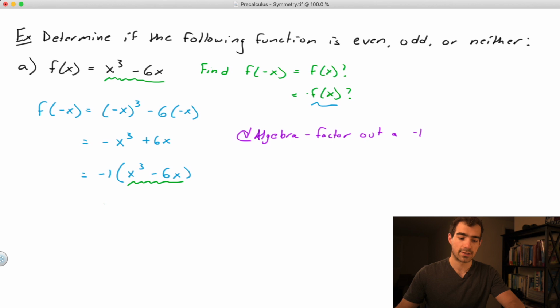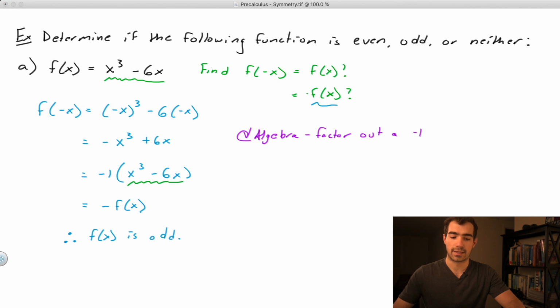And so what we've actually shown here is that we've got negative 1, or more simply negative, times the quantity, which is f of x, which is our function f of x. And so we have negative f of x. And what this means is that f of negative x is equal to negative f of x, thus satisfying our definition of an odd function. And so we can say, therefore, f of x is odd.